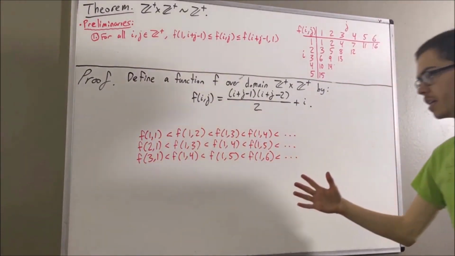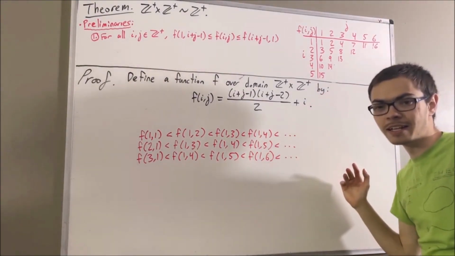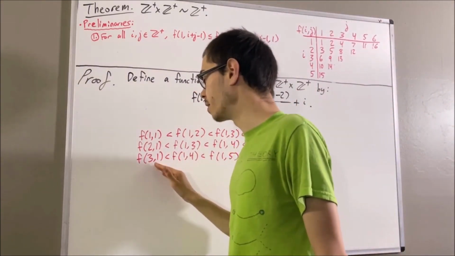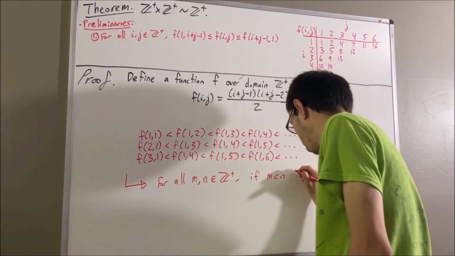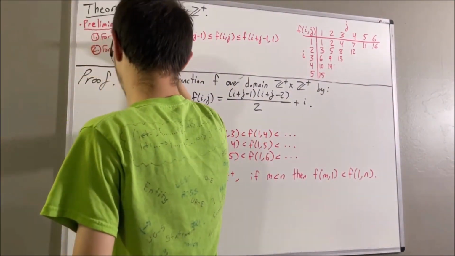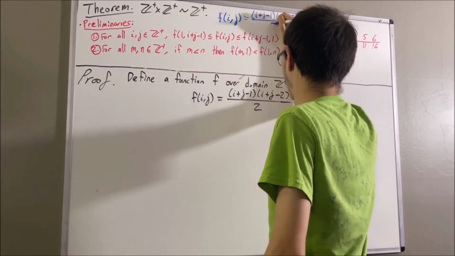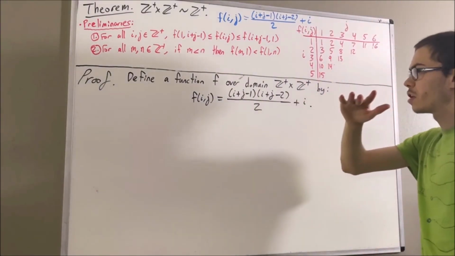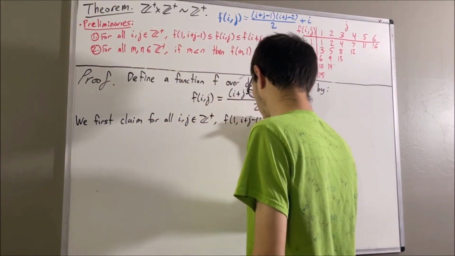The general pattern here is, for every two positive integers m and n, if m is less than n, then f of n, 1 is less than f of 1, n. And this is our second preliminary result. Okay, so now let's dive into the details of the proof. Let's first prove the first preliminary result.